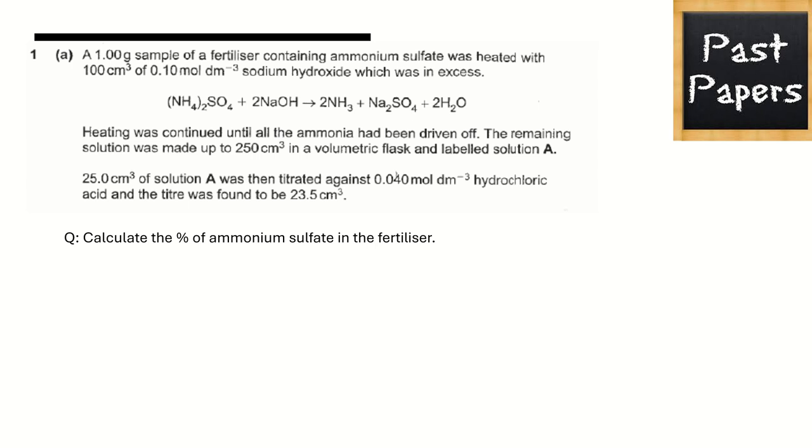Right, so a 1 gram sample of fertilizer containing ammonium sulfate was heated with 100 cc's of 0.1 molar sodium hydroxide. Heating was continued until all the ammonia was driven off and the remaining solution was made up to 250 cc's. Okay, this is a back titration.